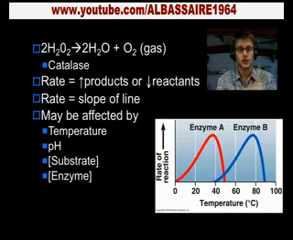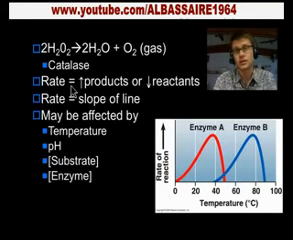So again, the equation that you need to remember is that we're breaking down hydrogen peroxide into water and oxygen, and catalase is our enzyme. We can measure the rate in this experiment either by measuring the amount of products, and that's what we do by measuring the amount of oxygen bubbles that are created, or we could also do it by measuring a decrease in the reactants. The rate is then equal to the slope of that line.